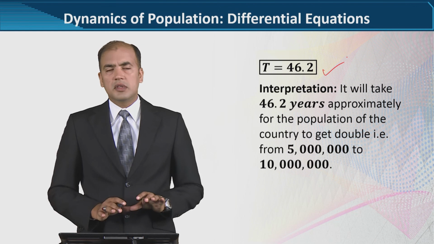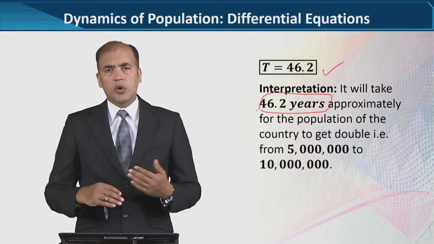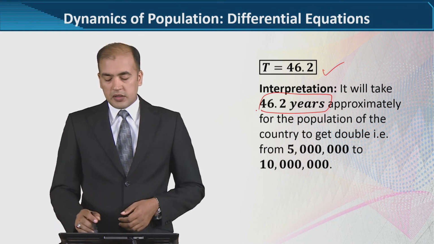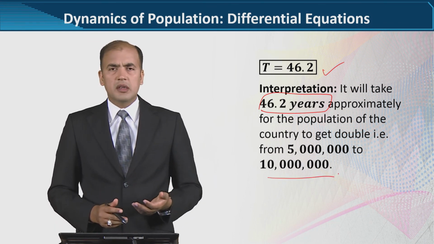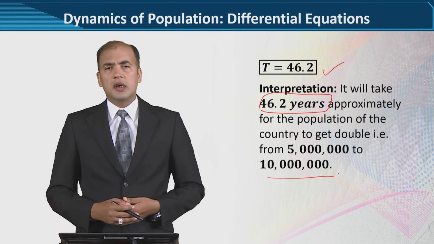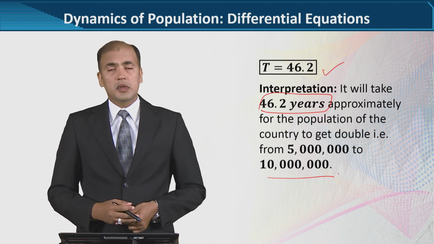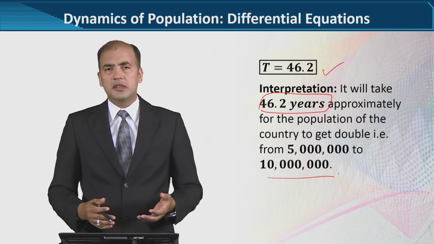सो नाउ वी हैव दिस सिचुएशन जहाँ पर हमें पता है कि इट विल टेक 46.2 years till the population will get double. So in this way the policymakers can take help from differential equations to assess one of the demographic variables which has important economic implications, that is population.